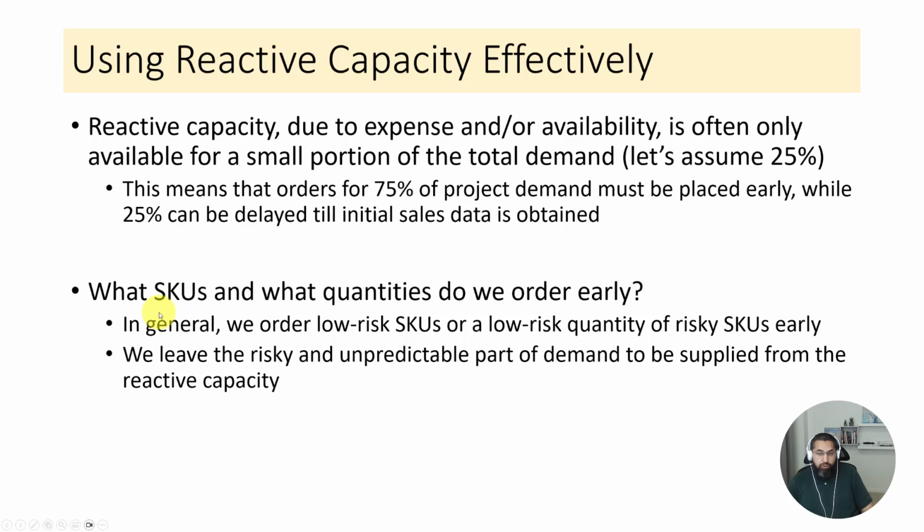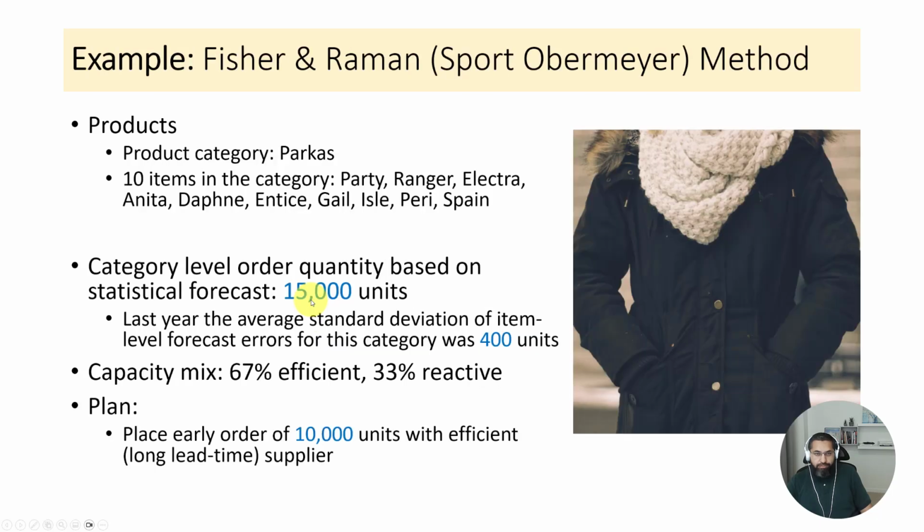Now, what SKUs and what quantities do we order early? I've touched upon this already. You order low risk SKUs. Low risk means there's a low risk that you'll not be able to sell it, which means there's a high chance you're going to be able to sell it. So when the forecast error is low, you have low risk. You know pretty well how much you're going to be able to sell. So that's what we do. We leave the risky and unpredictable part of demand to be supplied by the reactive capacity.